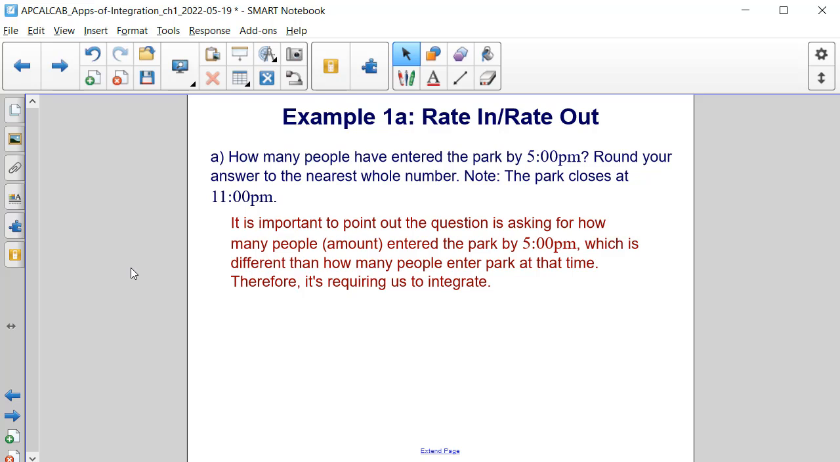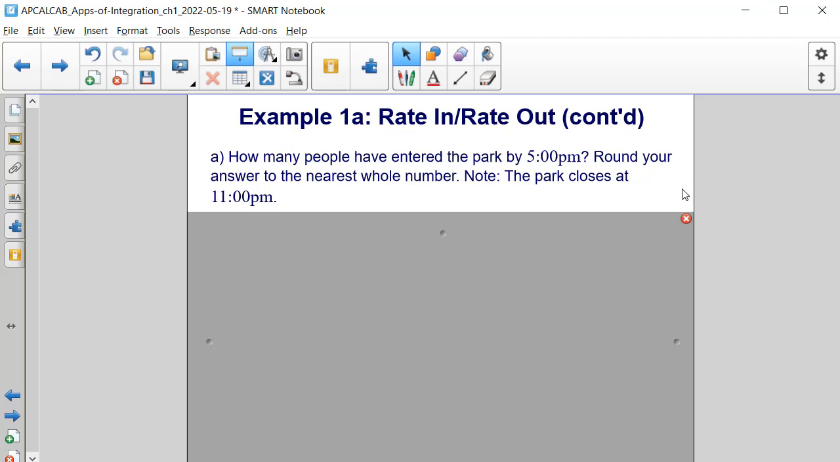Before we start solving this problem, it's important to point out that the question is asking for how many people, or the amount of people that entered the park by 5 p.m., which is different than how many people enter the park specifically at that time. Therefore, it's requiring us to integrate. So we're going to set up the definite integral with the function for entering the park. So that's the E of t problem.